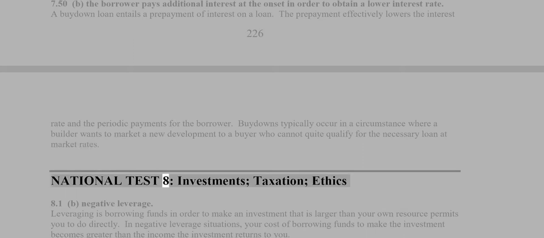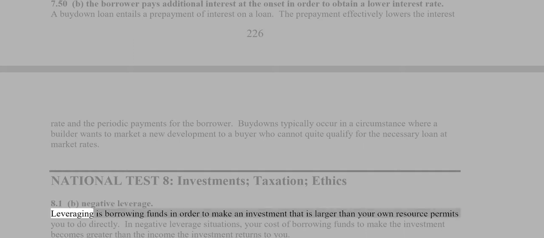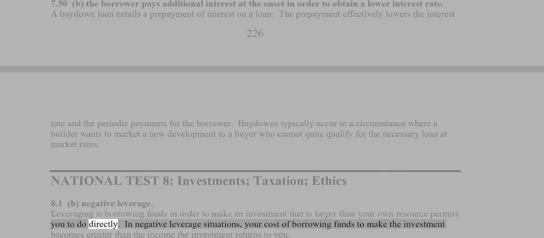National Test 8, Investments, Taxation, Ethics. 8.1, B. Negative leverage. Leveraging is borrowing funds in order to make an investment that is larger than your own resources permit you to do directly. In negative leverage situations, your cost of borrowing funds to make the investment becomes greater than the income the investment returns to you.